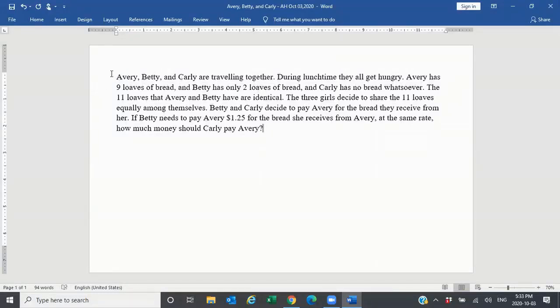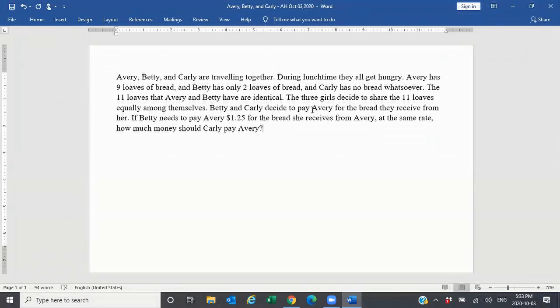Alright, so this question says, Avery, Betty, and Carly are traveling together. During lunchtime, they all get hungry. Avery has 9 loaves of bread, and Betty has only 2 loaves of bread, and Carly has no bread whatsoever. The 11 loaves that Avery and Betty have are identical.